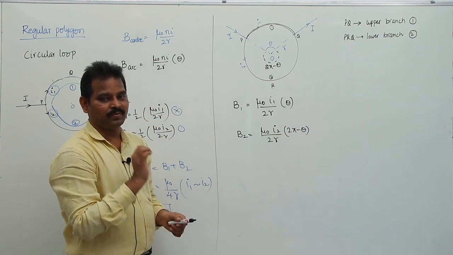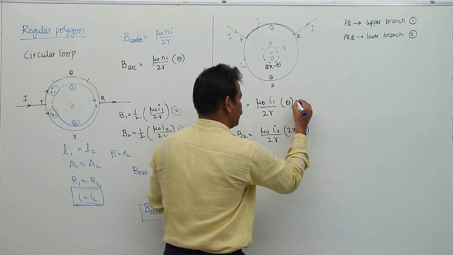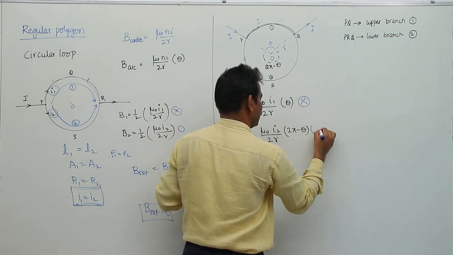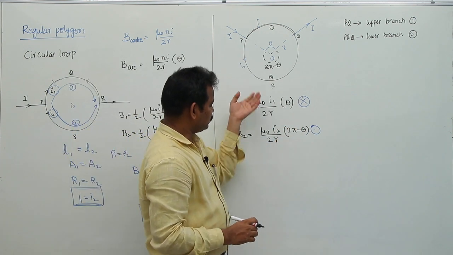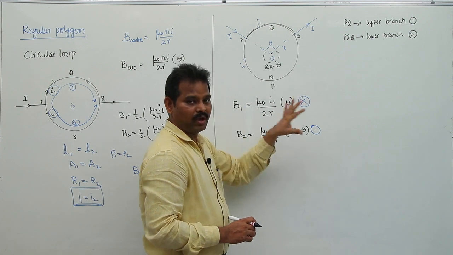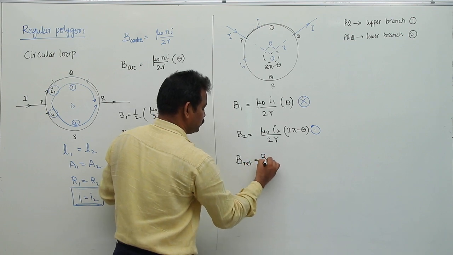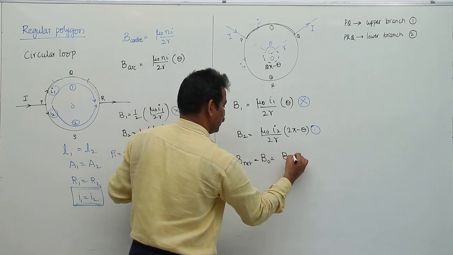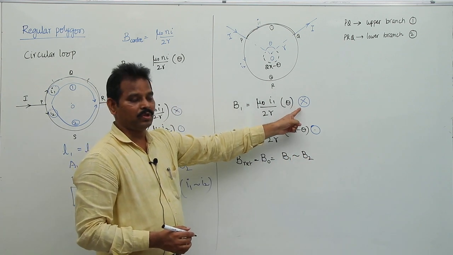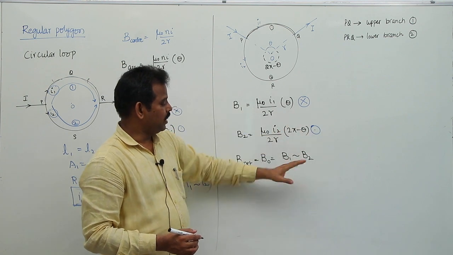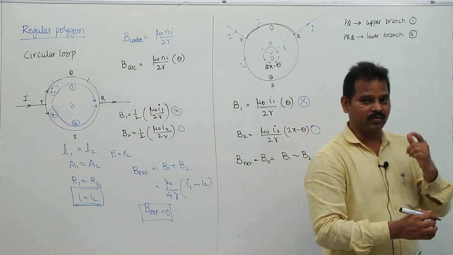But what is the direction of this magnetic field? Due to this current, the field is into the board. This is out of the board. Now here, first let me find out the relation between I1 and I2, then I will substitute. So what is the net magnetic field at point O? B net, which we can write as BO, is equal to B1 difference B2. Why the difference? Because one field is acting into the board, one field is acting outside the board. So I need to subtract these two: B1 minus B2. First let me find out the relation between I1 and I2.